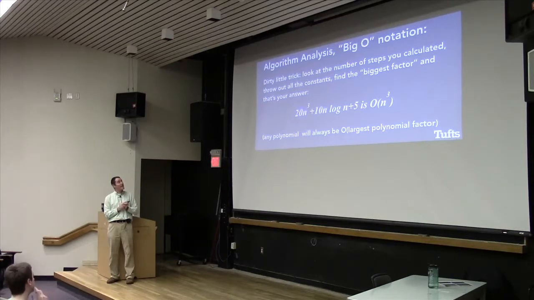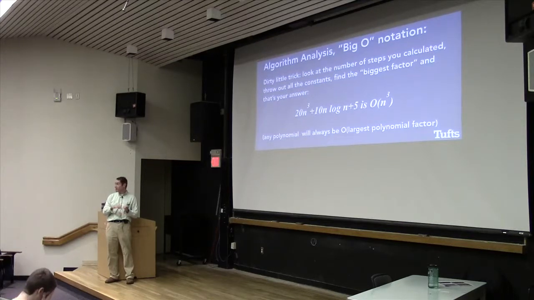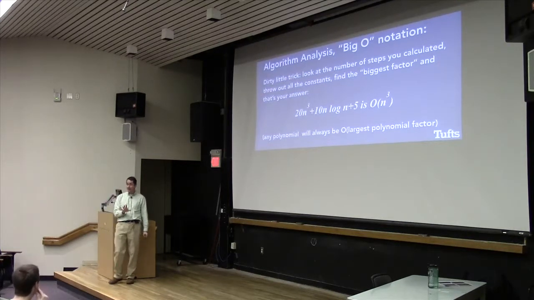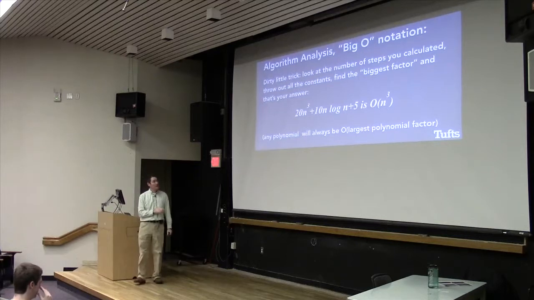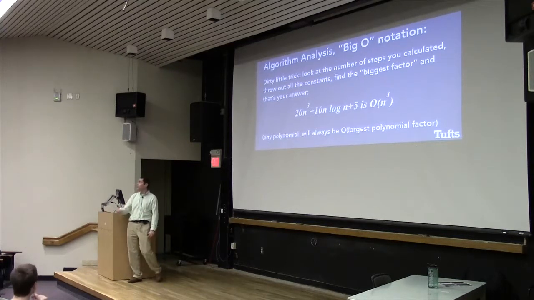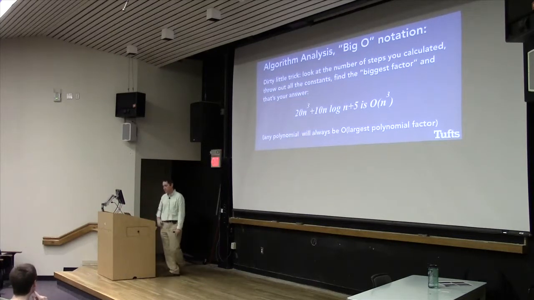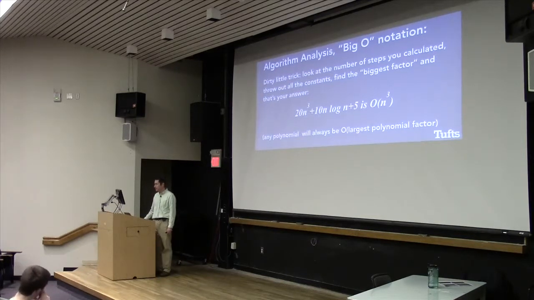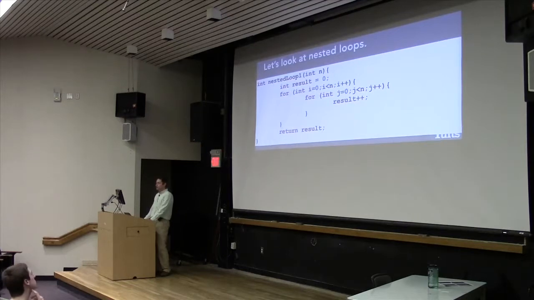And then take all the constants. They're gone too. So if you look at this function, this actually is order n cubed. Why? Because you can get rid of all those things. So it's not quite as bad as you think. And any polynomial is going to be bigger than any other polynomial that's smaller than it. Questions on that? Okay. Let's take a look at a couple of loops here.